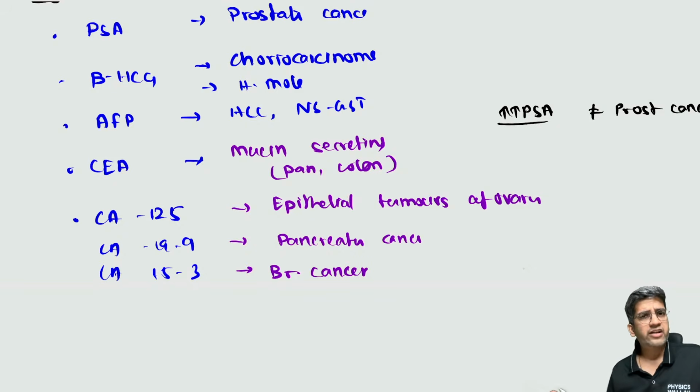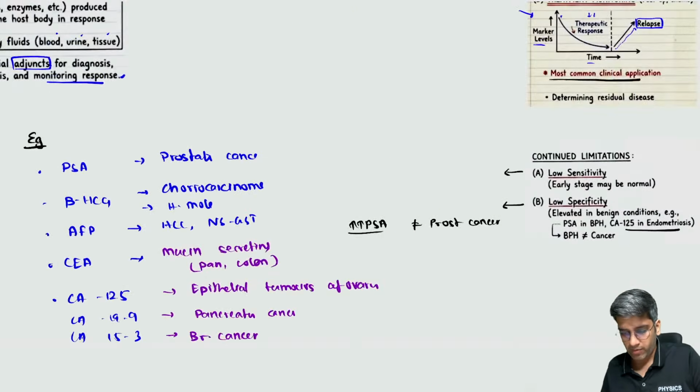It will not be elevated in dysgerminoma, yolk sac tumor, teratoma. No. Serous adenocarcinoma, mucinous adenocarcinoma, Brenner's, all the endometrioid, all those epithelial tumors of ovary, it will be elevated, right? So do remember them, fine?